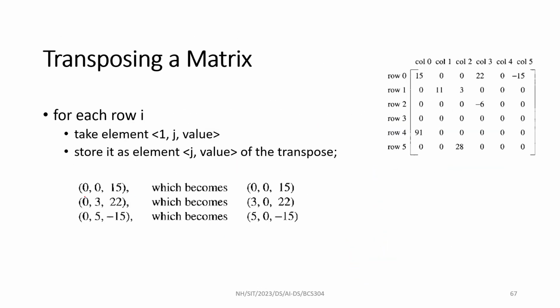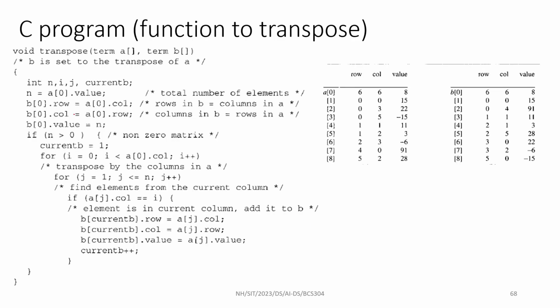A triplet form is row, column, and the value. After transpose, the row becomes column, column becomes row, value will be the same. For 0, 5, 15, it is 5, 0, 15. So that is the transpose of that sparse matrix.